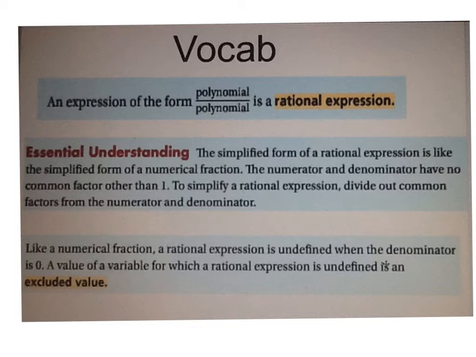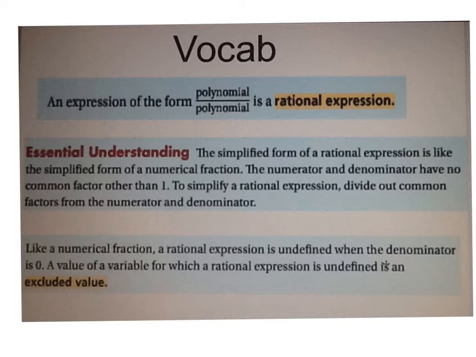Okay, chapter 11 talks a lot about these types of situations, different operations in which you work with rational expressions. So our essential understanding here is that the simplified form of a rational expression is like the simplified form of a numerical fraction. The numerator and denominator have no common factor other than 1. To simplify a rational expression, we're going to divide out common factors from the numerator and denominator.